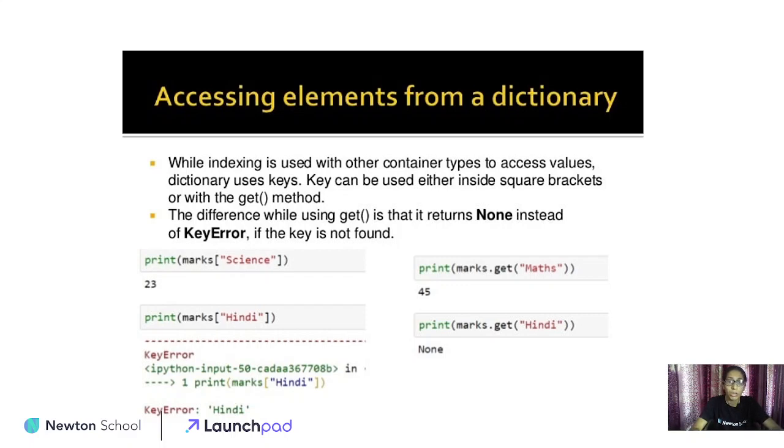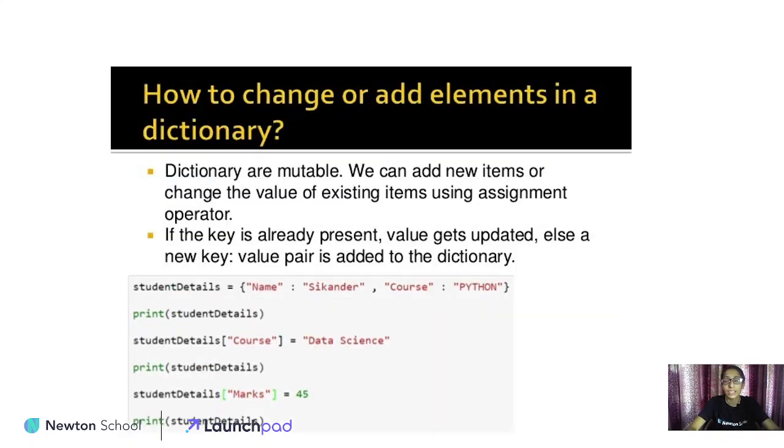Okay, so these are the programs we will be using in our Newton School IDE. Just to assess means we are giving some value and we are getting some output also in that, and assessing is being done in a similar type. So how to change or add an element in a dictionary?